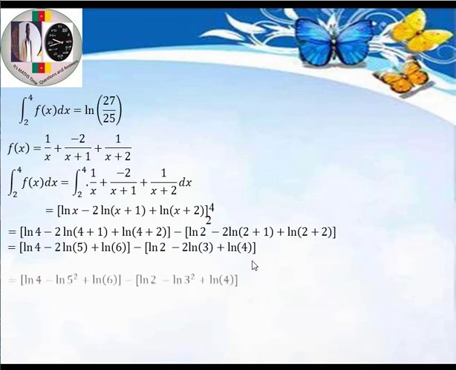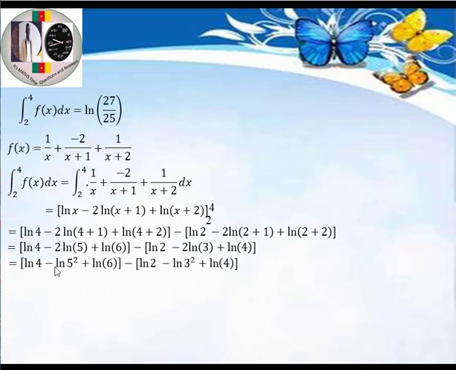So we are going to have ln 4 minus ln 5 squared plus ln 6, minus ln 4 minus ln 3 squared plus ln 4. So let's do the multiplication. 4 times 6 will give us ln 24, minus 5 squared is ln 25. In this other bracket here, we are going to have ln 2 plus ln 4, which will give us 2 times 4, ln 8. Ln 3 power 2 will be ln 9, 3 times 3.